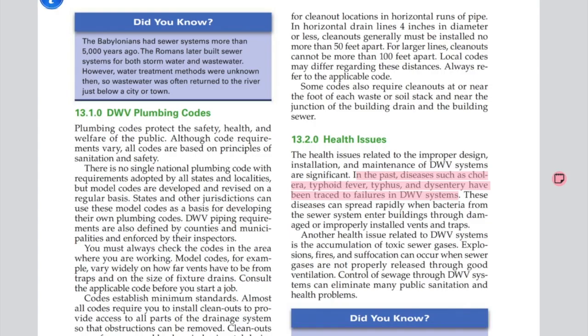Note this is under health issues after the end of this module: in the past, diseases such as cholera have been traced to failures of DWV systems, so make sure you write that down.